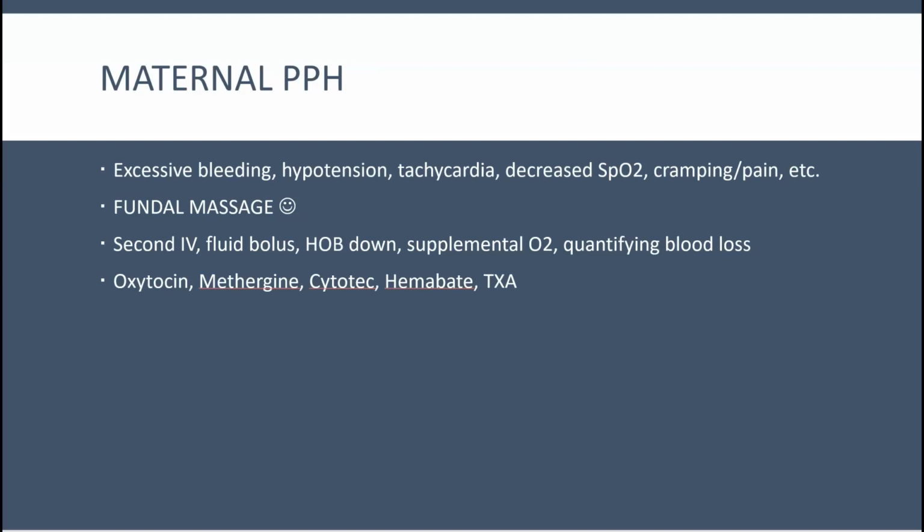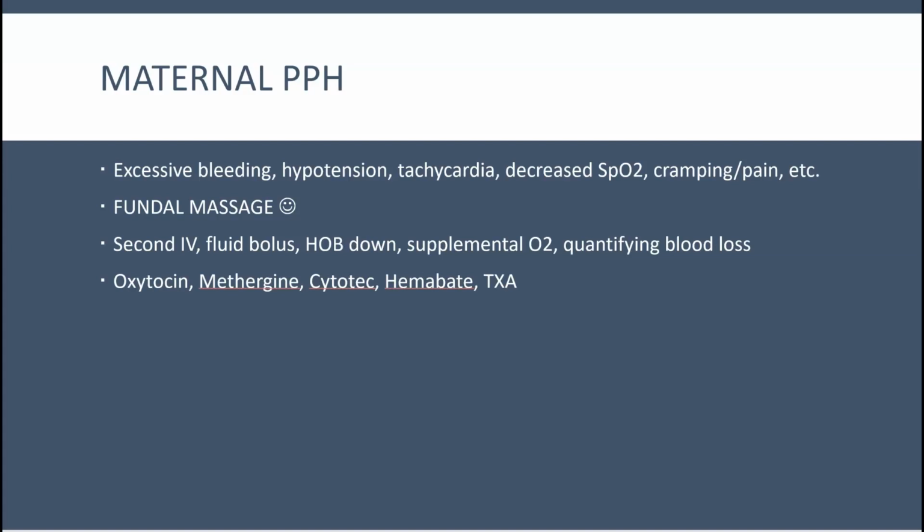Maternal postpartum hemorrhage should be review. We have covered postpartum hemorrhage in class. You've had it on a test. You've done it in simulation. So remembering that we usually see excessive bleeding, hypotension, tachycardia, decrease in O2, cramping and pain reported by mom.